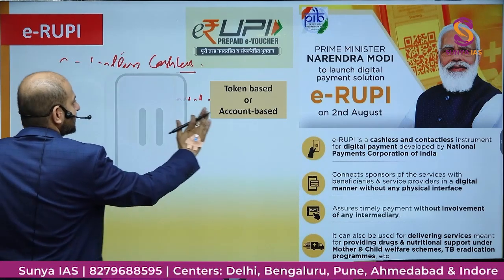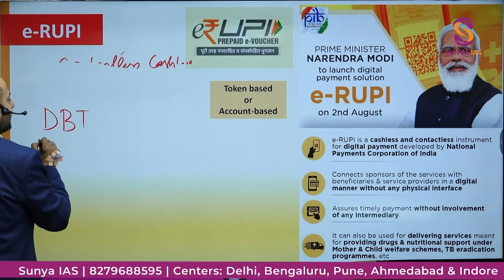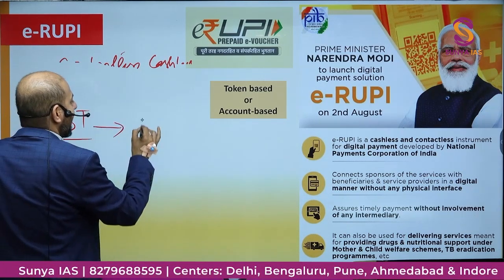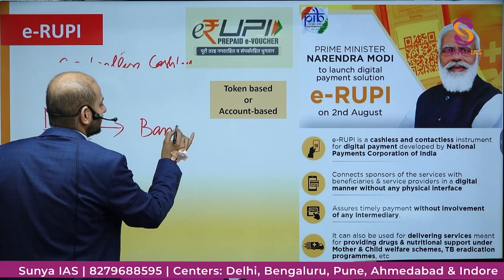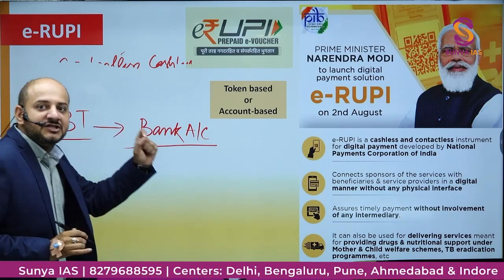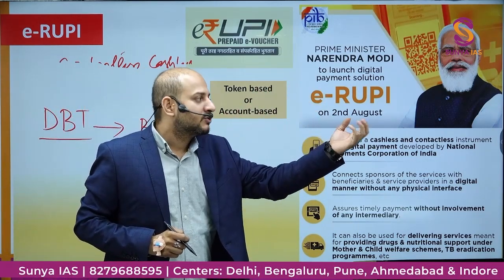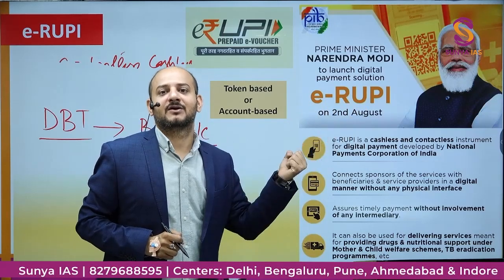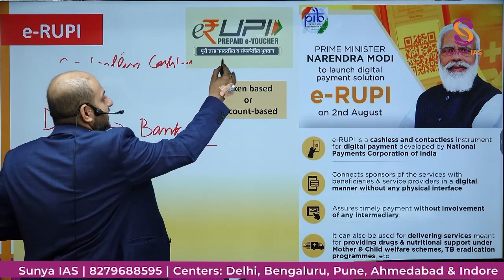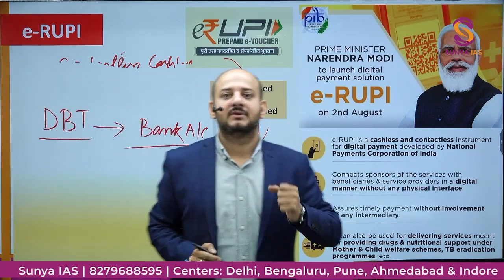Let's understand this a little bit. Direct benefit transfer works with the bank account. Now, only those beneficiaries can avail the benefit of government schemes and programs who have certain bank accounts. Now, what about the unbanked people? Hence, e-rupee will help to eliminate the exclusion error of the beneficiaries.